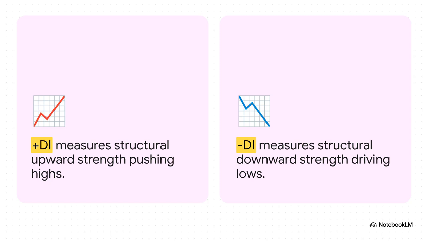And right across from that, contrasting it, is the minus directional indicator, the minus DI. This one measures the structural downward strength, showing us just how aggressively the sellers are driving daily lows downward. So it's essentially a literal mathematical quantification of buyers' aggression versus sellers' aggression playing out on the grid.